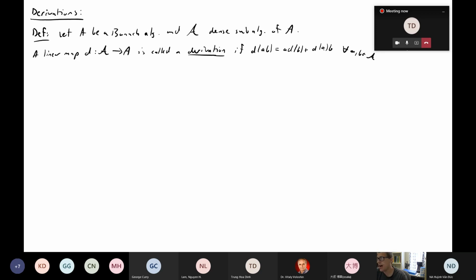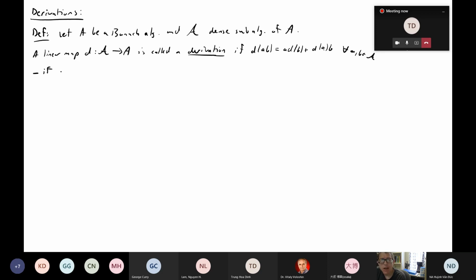So with this definition, I allow for things to be unbounded. If it turns out that your dense subalgebra is the whole thing, then this would be a bounded derivation. And any other kind of proper subspace or subalgebra, this will typically be an unbounded derivation. So this definition incorporates both of them.